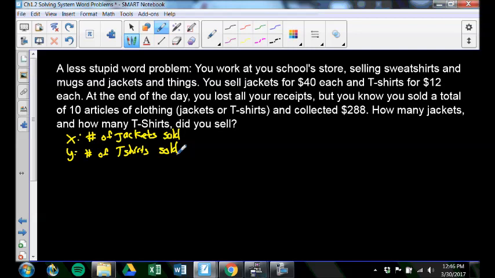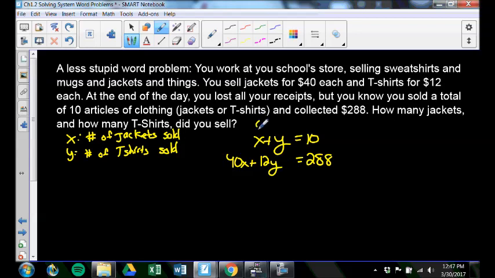Again, pause it. See if you can make equations. We're going to make 2 equations, see if you can find them. If we sold 10 articles of clothing, x plus y equals 10. If altogether we made $288, well, we know we're doing $40 per jacket, and we're doing $12 per shirt, and those 2 things combined have to be $288.